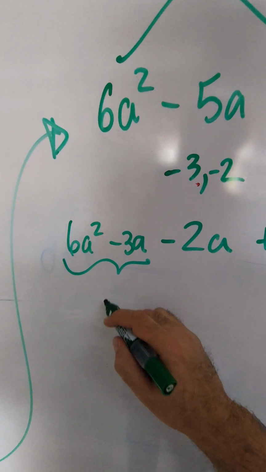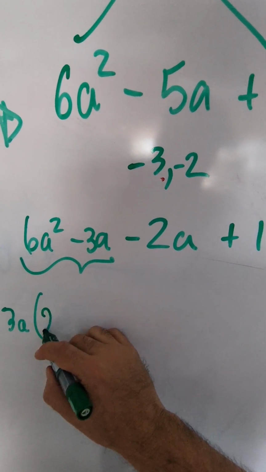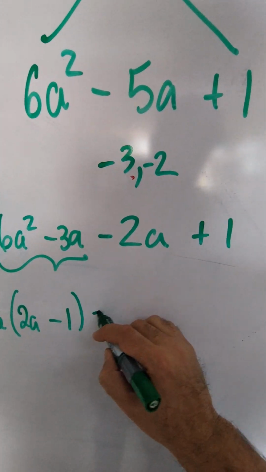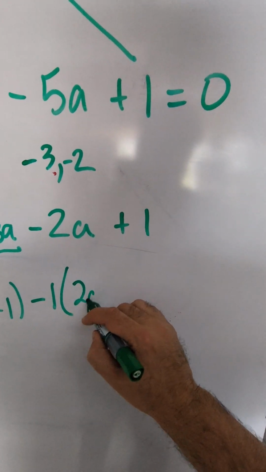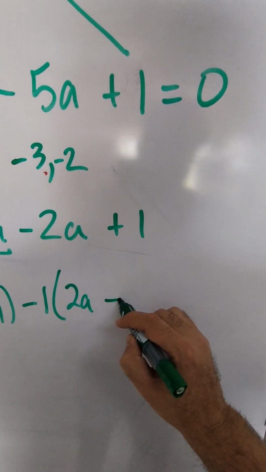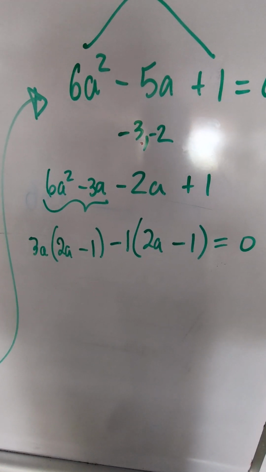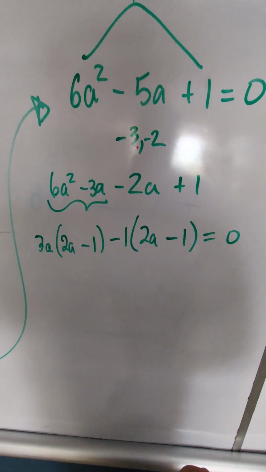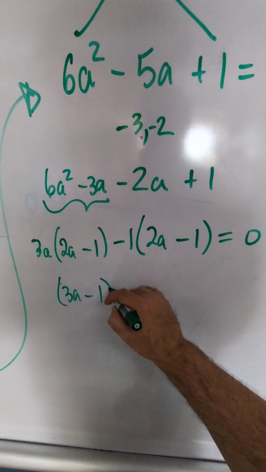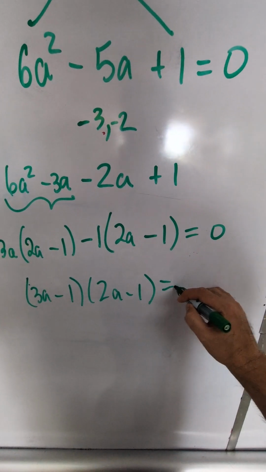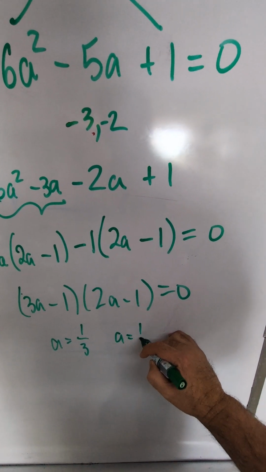Factoring these, what do they have in common? 3a. So that would be 3a times 2a minus 1, minus, these don't have anything in common, so just a 1, times 2a minus 1, and that equals 0. So these two, they have in common the 2a minus 1, so it's 3a minus 1 times 2a minus 1 equals 0. So a must be 1/3 or 1/2.